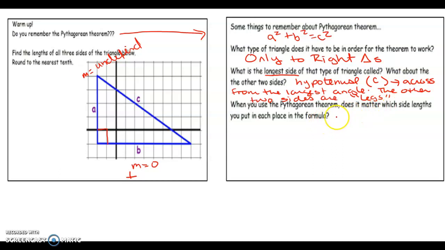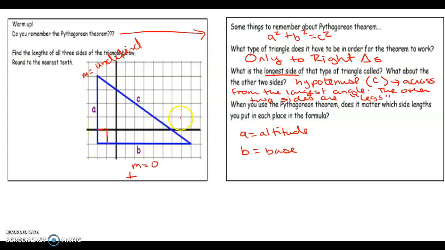Now, when you use the Pythagorean theorem, does it really matter? Well, A stands for our altitude, which is always perpendicular to the base, and B stands for base. But let's take a look at this triangle again over here. Here's my altitude. This is my base.